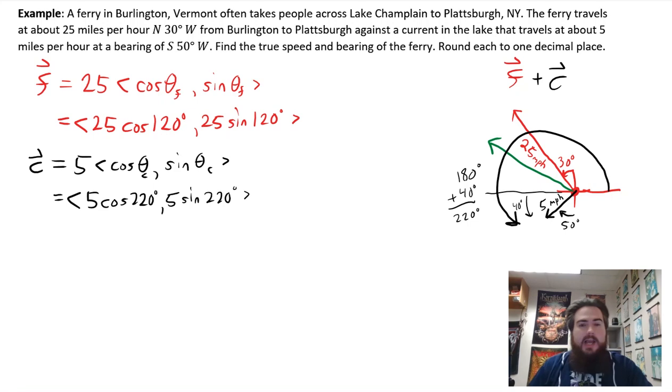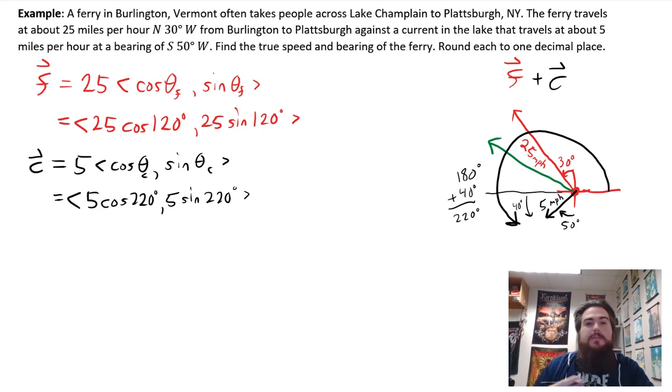Now, unfortunately, I am not familiar with cosine of 220 degrees or sine of 220 degrees, so I'm not going to simplify that any further for the time being. I will at the end of this process when I get the speed and the bearing, but for now I'm going to keep those as they are.